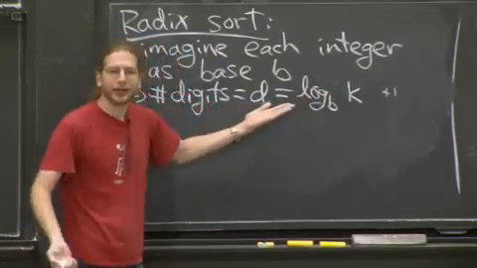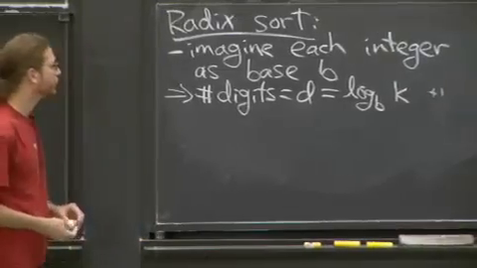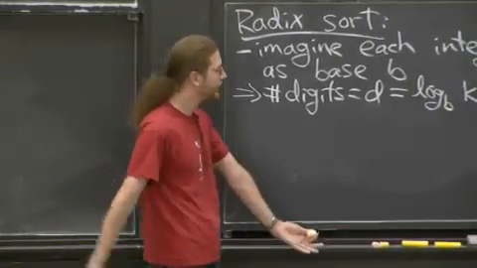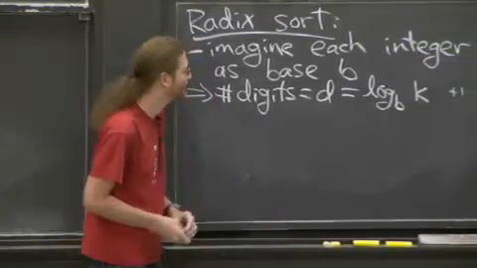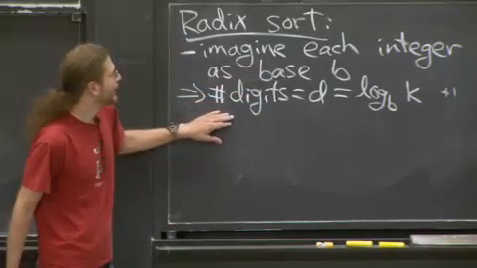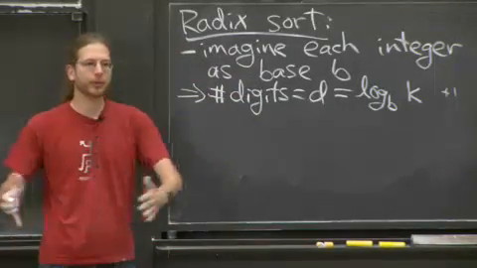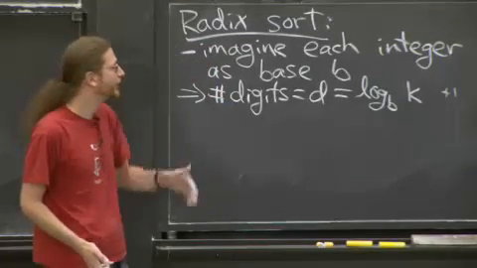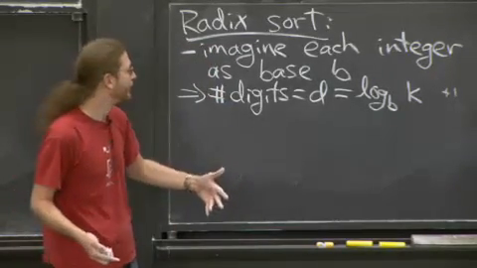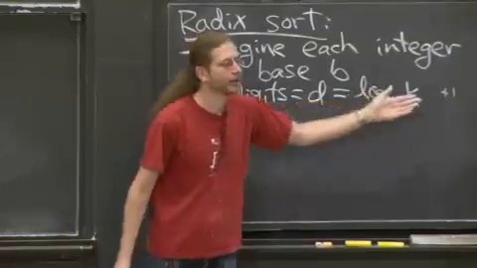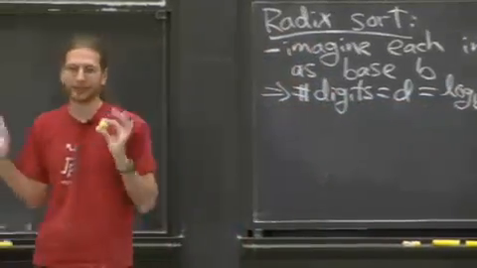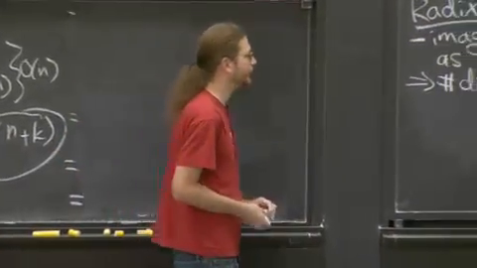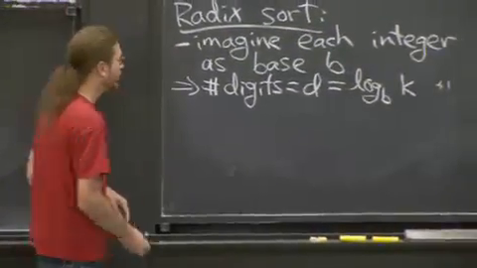Because if I'm in base b, that's what log is, right? Normally we think of log base 2 because we're writing things in binary, or that's how computer scientists normally think. So now we've decomposed our integer. I'm not going to actually compute this base b representation because it would take a long time. I'd have to spend n times log k time to do that. I don't want to do that. But just imagine it that way.